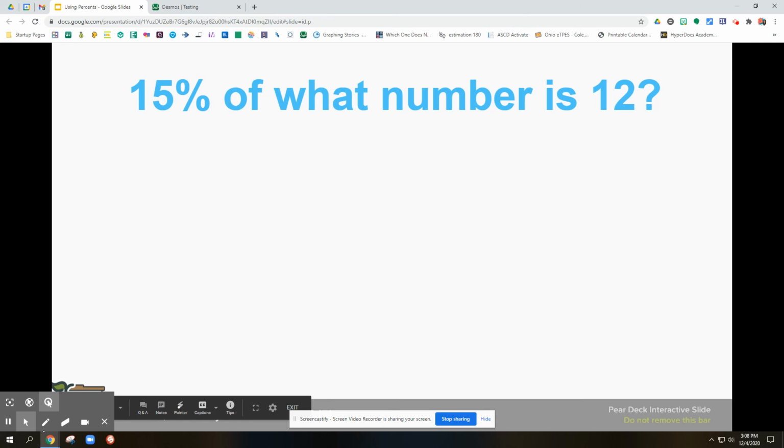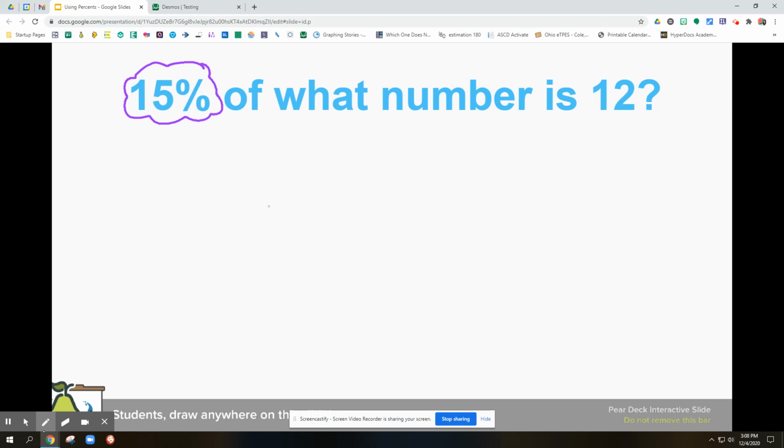The last problem we will do together, again, if you want to pause the video and try on your own, you may, and then check your work with me. 15% of what number is 12? So I look at my problem and say, okay, I have the 15%. Percent tells me it should be out of 100. Set that equal to, of what number?